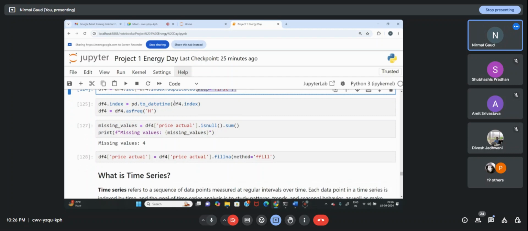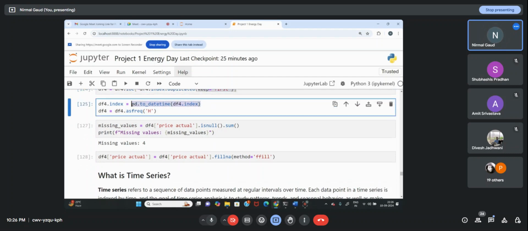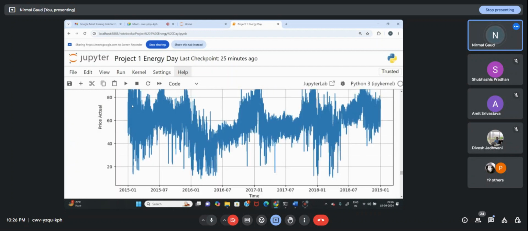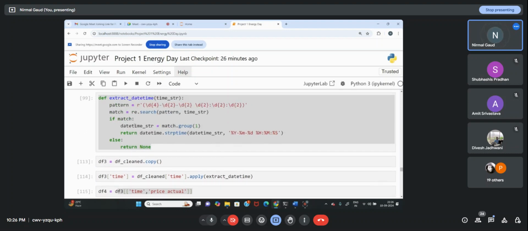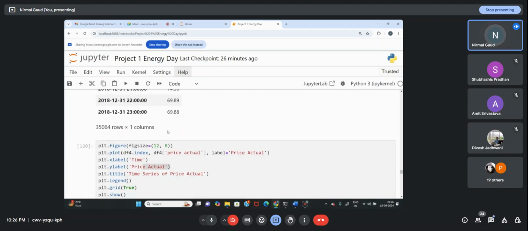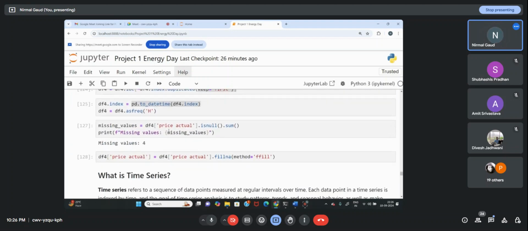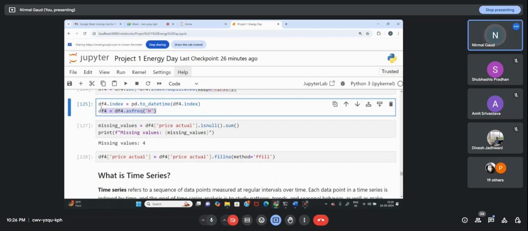Also, I converted my date into date time format, because right now with the above code it is in string format. We have to convert our date into date time format. So I converted my time into date time format according to the hourly frequency, on the basis of hours.